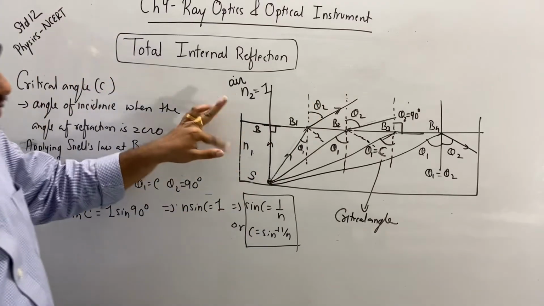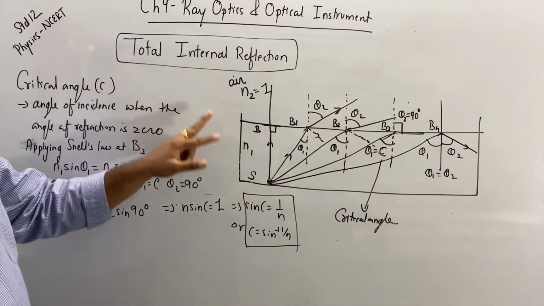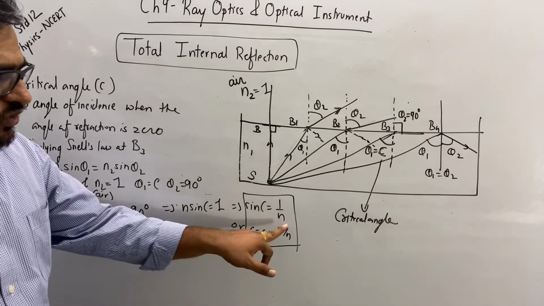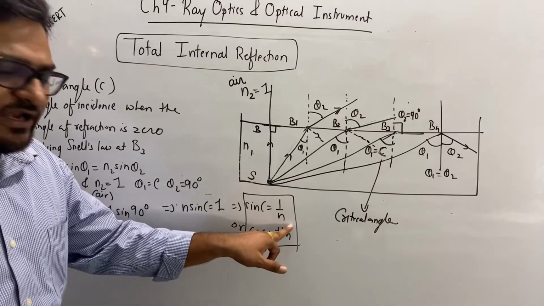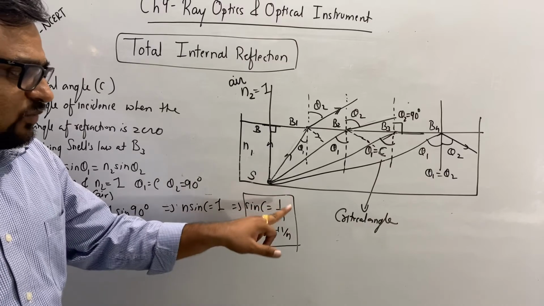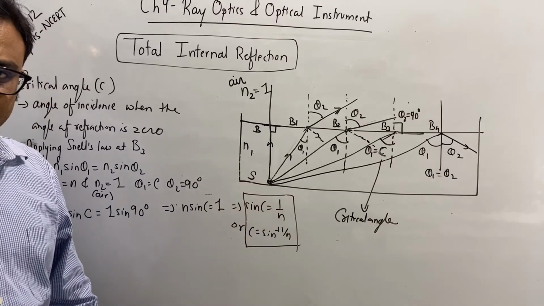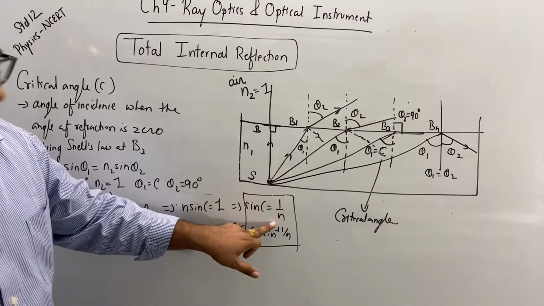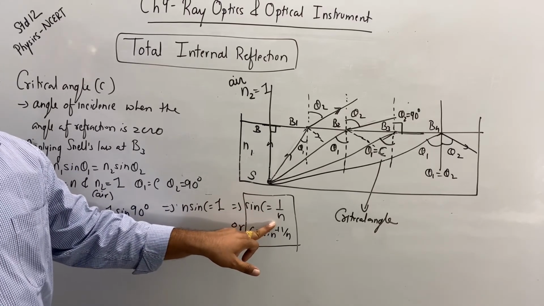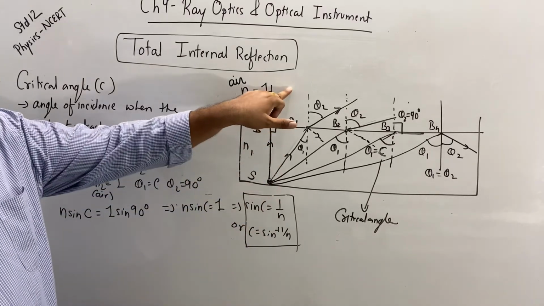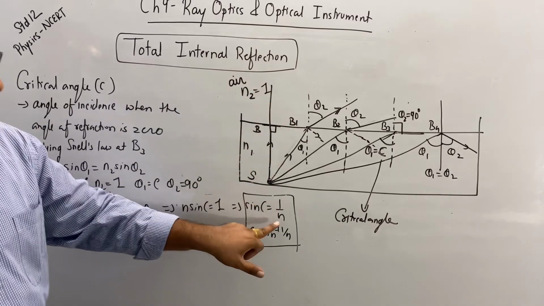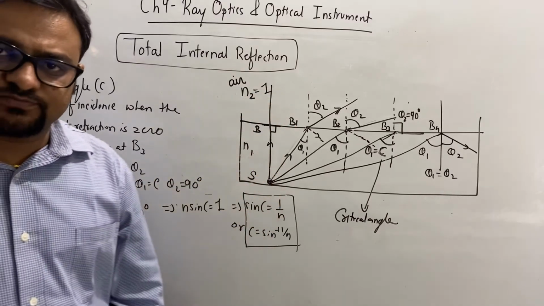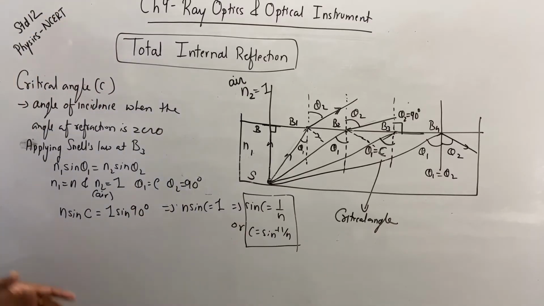Okay, now if these both are different media, then sine C will be equal to n2 by n1. Sorry, my mistake, not n1 by n2: sine C will be n2 by n1. In the numerator, the outside medium, here air, and in the denominator, the refractive index of the medium where the source is. Okay, so just note down this topic.